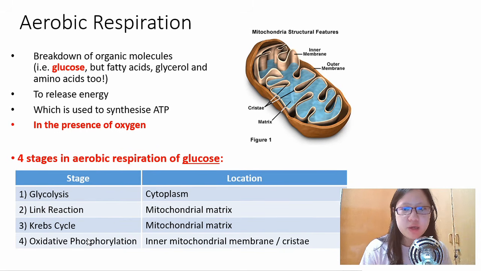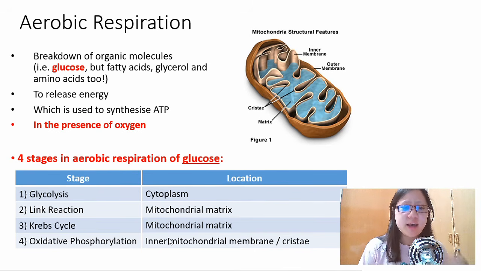Commit this to memory. I asked my previous students to come up with some sort of memory technique, and this is what they came up with, which I sort of like. And the acronym is Girls Like Korean Oppa. So girls is glycolysis, like is link reaction, Korean is Krebs cycle, and O is oppa, so O is oxidative phosphorylation.